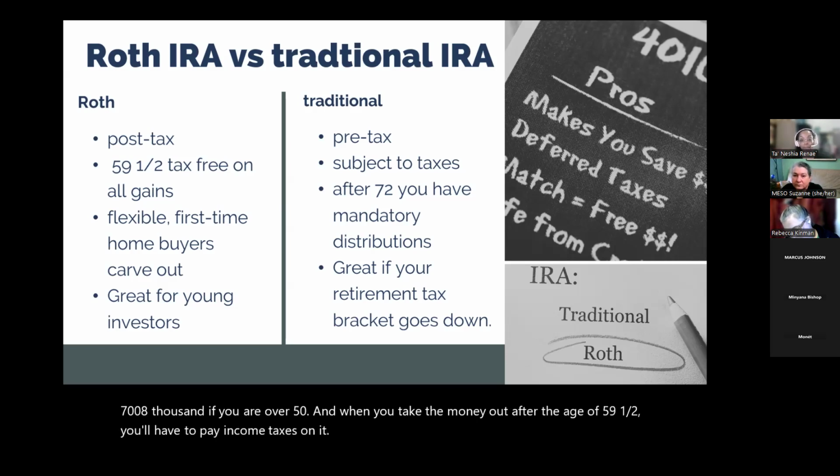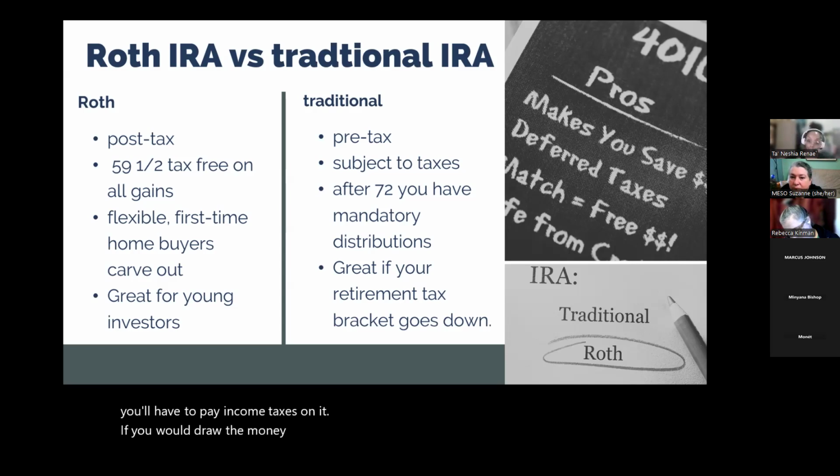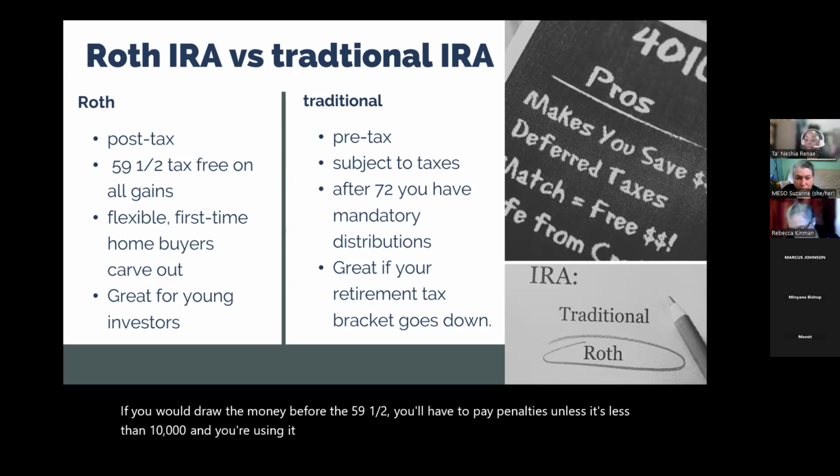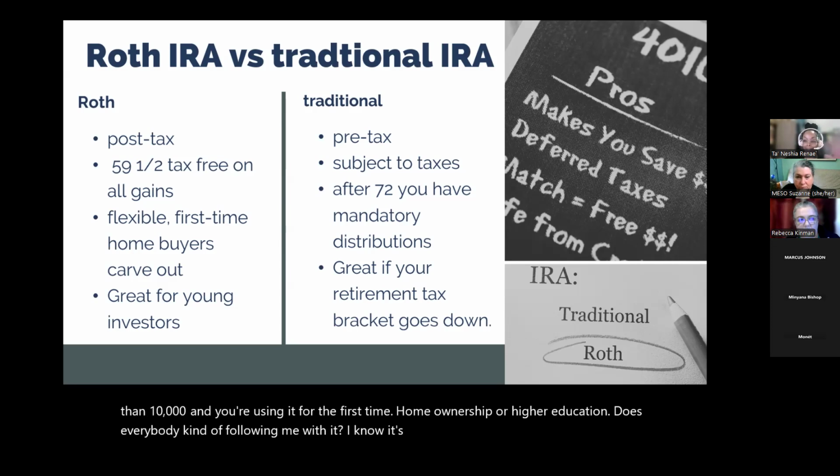If you withdraw the money before 59 and a half, you'll have to pay penalties unless it's less than $10,000 and you're using it for first-time homeownership or higher education. Is everybody kind of following me with it? I know it's a lot of stuff.